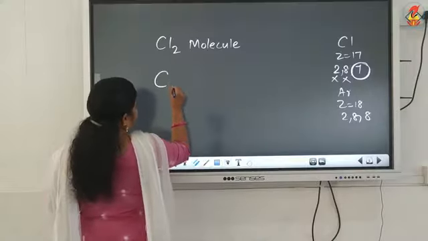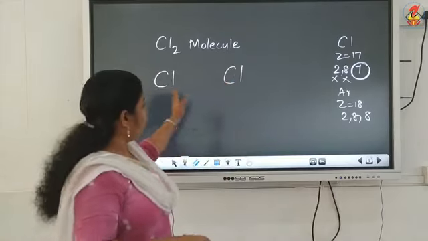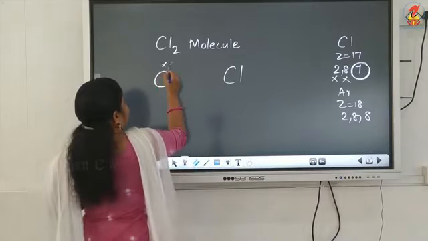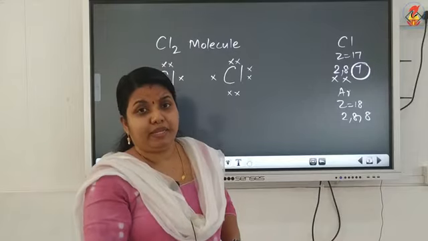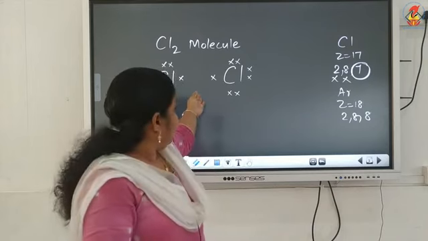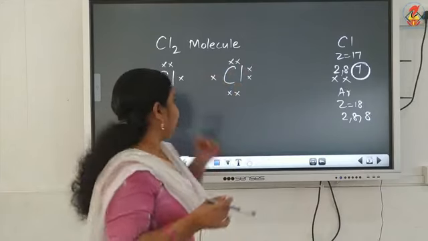So how many chlorine atoms are there? There are 2 chlorine atoms, Cl2. Each chlorine atom has 7 electrons in the valence shell. Let's represent it. 7 electrons around the first chlorine atom. Now the second chlorine atom also. One more thing, children, these electrons around the combining atoms can be represented with either a cross sign or a dot. Now I have used the cross sign here. Instead of this cross, you can use a dot also. Okay, so cross is put.